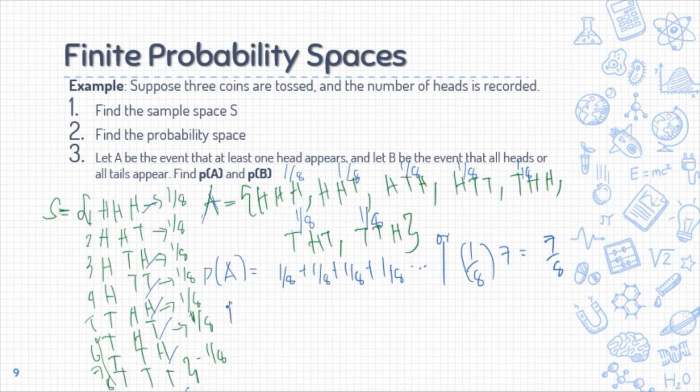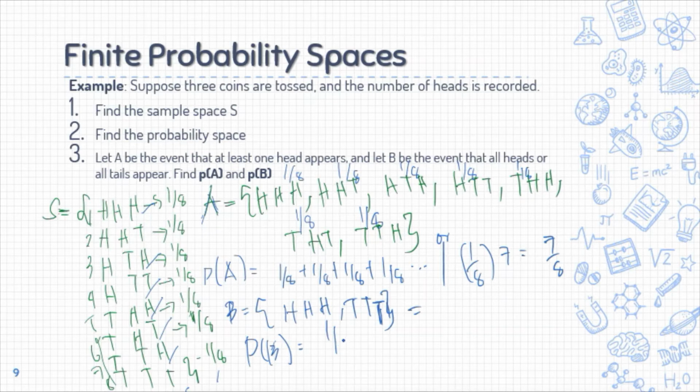Now the probability of B, but first let us find our B. The event that all heads appear or all tails appear. So it could be head, head, head, and tail, tail, tail. Again, each of these is 1/8. So the probability of B is now equivalent to 1/8 plus 1/8, which is 2/8.